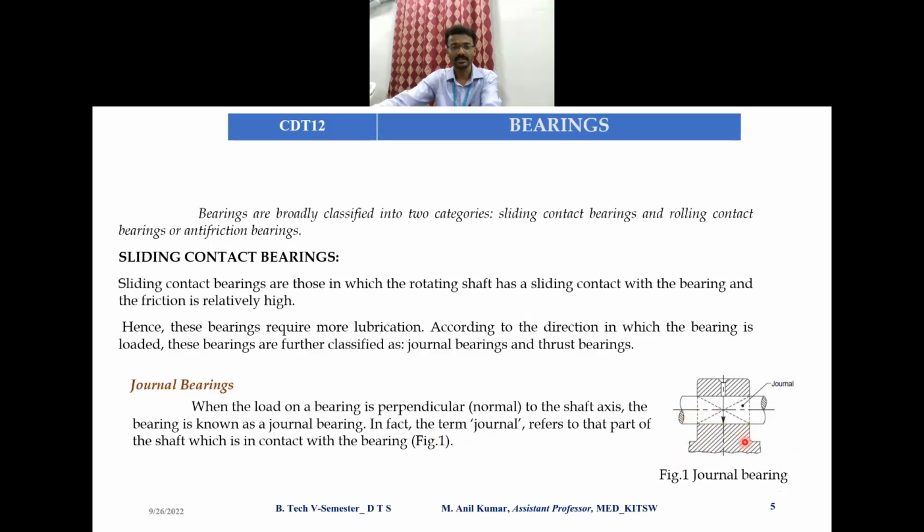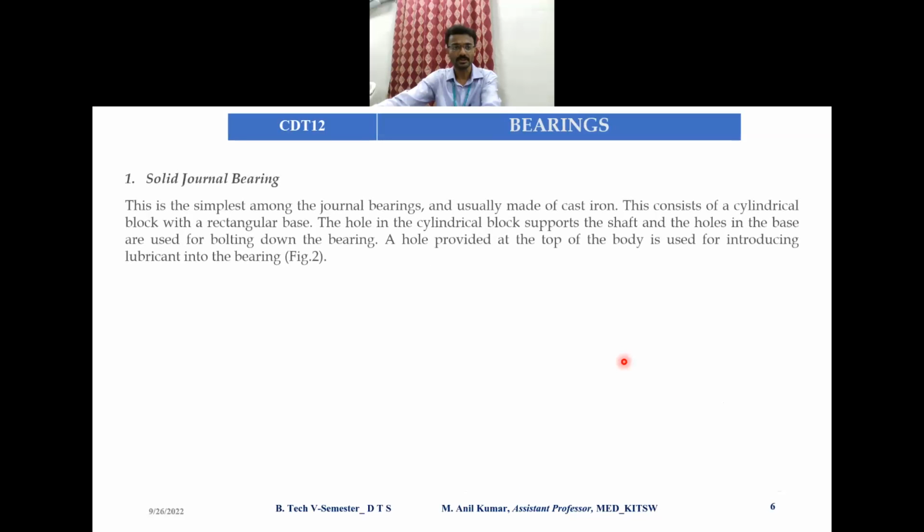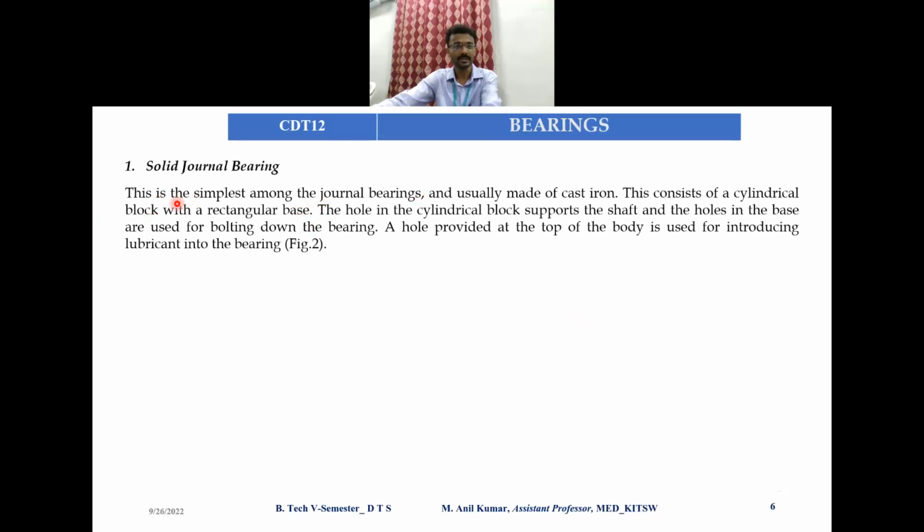This is a sliding contact journal bearing. I'll show you the solid journal bearing now. This is the simplest among the journal bearings, usually made of cast iron.